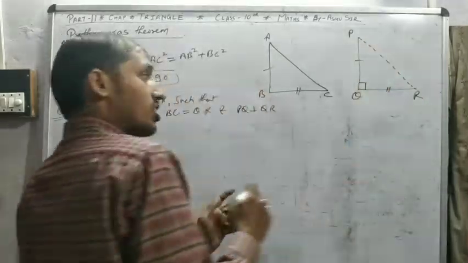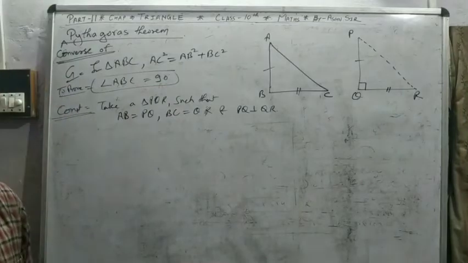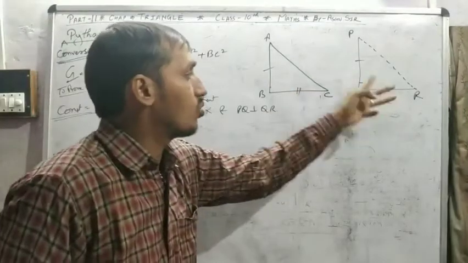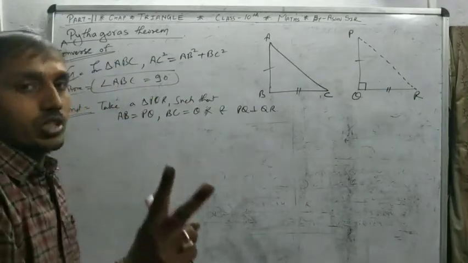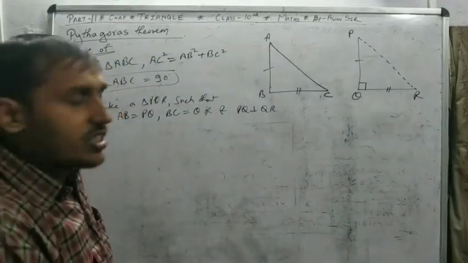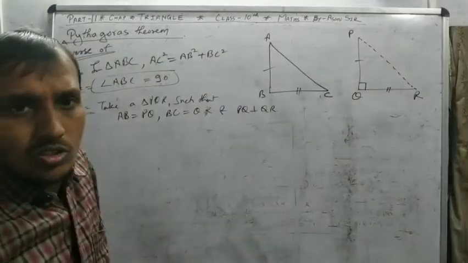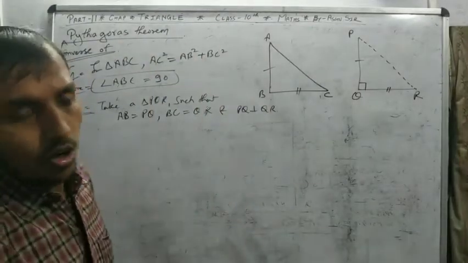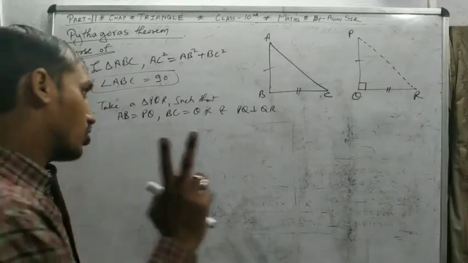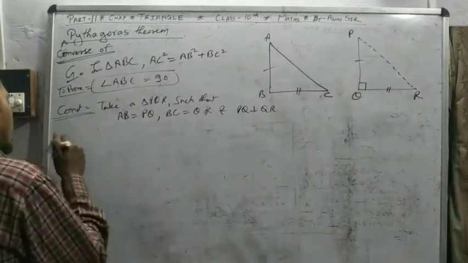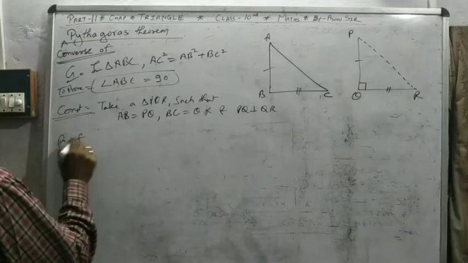Means PR and AC are not equal, or equal is not mentioned. Only two sides equal and 90. Because for the construction we always construct only two sides. If we construct all three sides, that is already congruent, so why would we need to prove them? So we always take only two parts. Then we try to start to prove it.